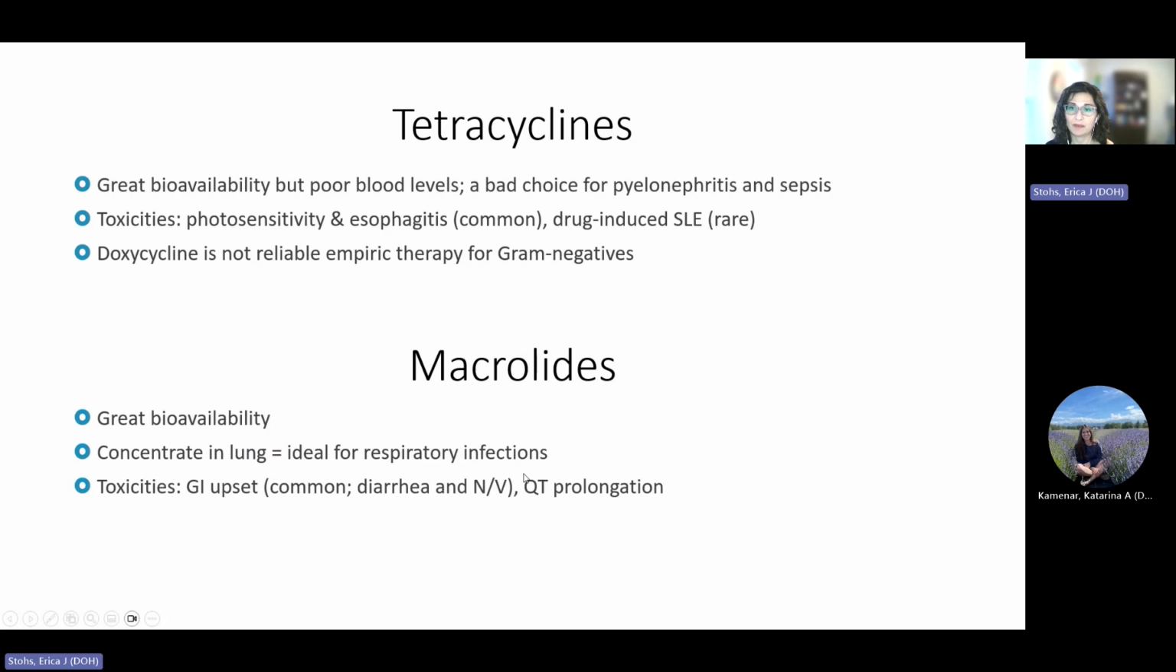So again, one of those EKG intervals that if someone's on a lot of cardiac medications, this is one you have to look out for.